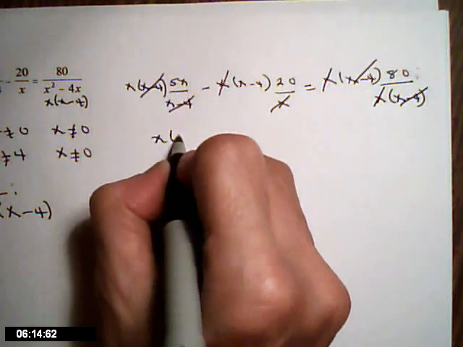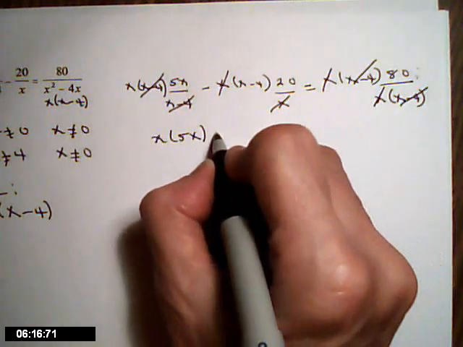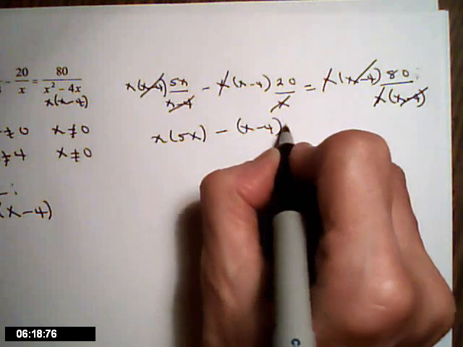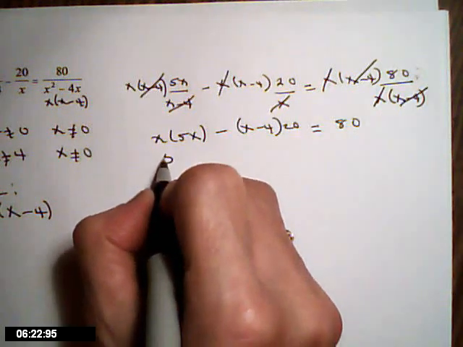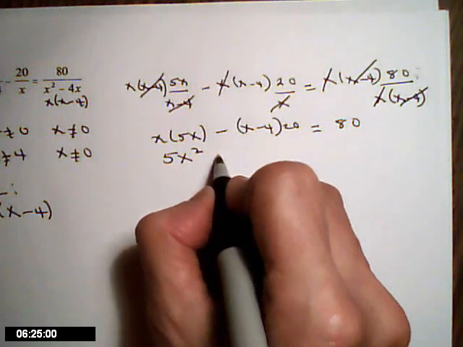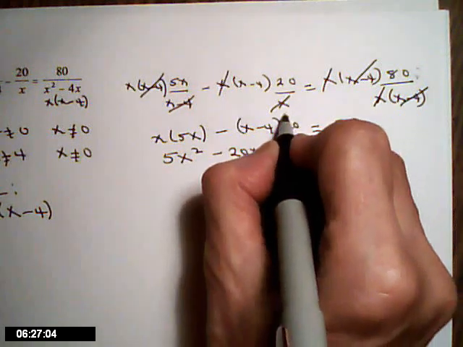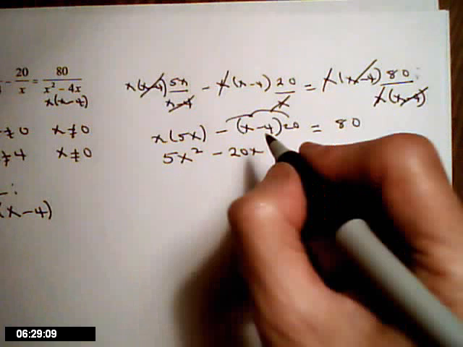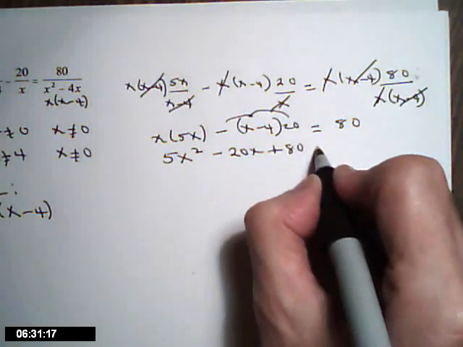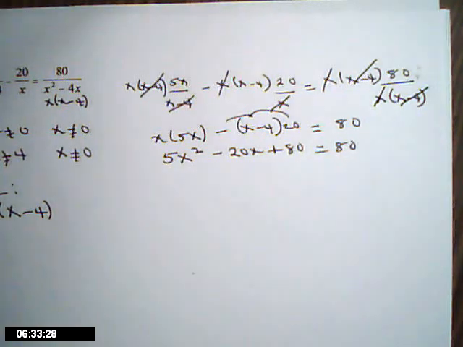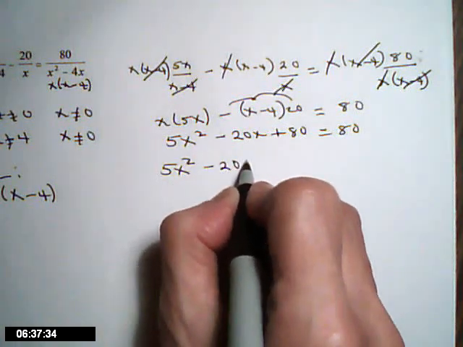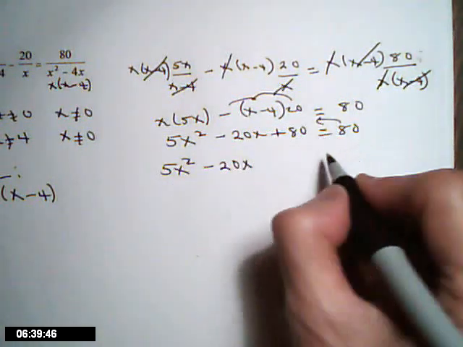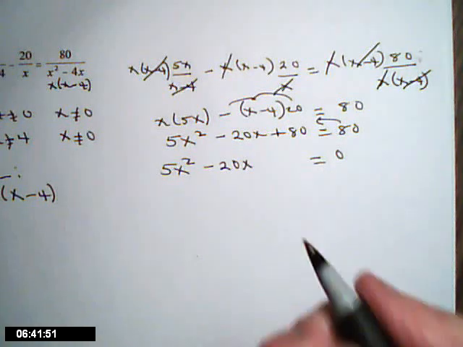So I have x times 5x minus x minus 4 times 20 equals 80. That's going to be 5x squared minus 20x. Now remember, I'm distributing, plus 80 equals 80. Now I see a quadratic equation, so I'm bringing everything to one side, and 80, when I move this over, minus 80 would be equal 0.